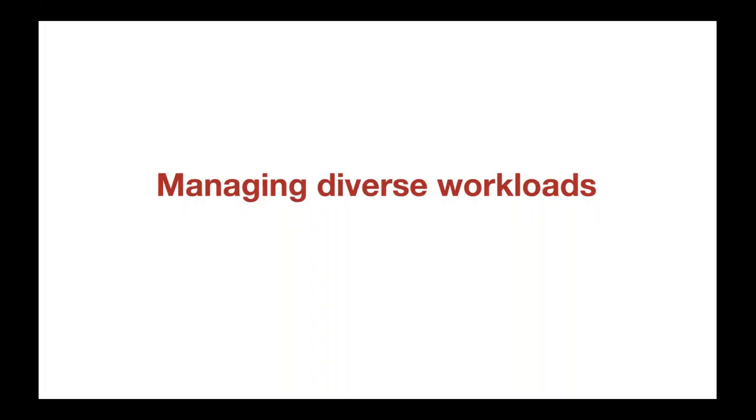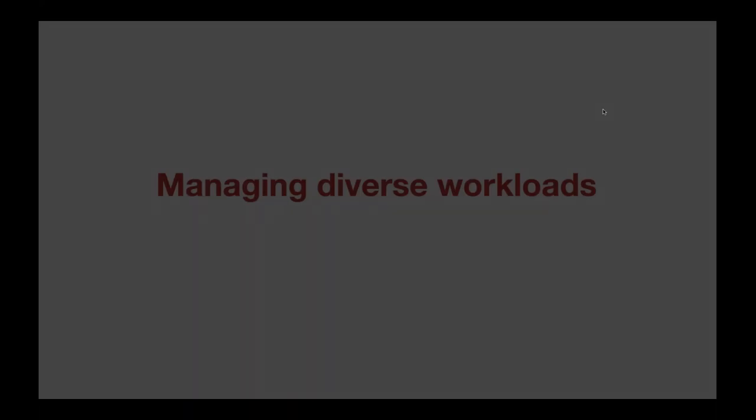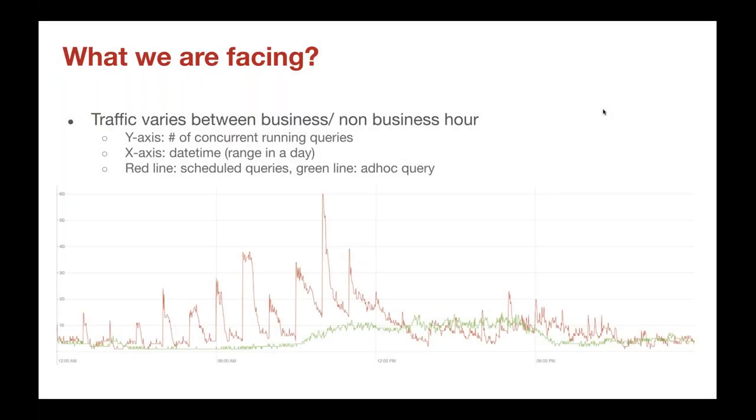The next topic we are going to share is about managing diverse workloads. When we say diverse, I want to share what we are actually facing here. One dimension is the time and traffic variance between business hours and non-business hours. As you can see in this chart, this is the number of running queries in a single day. The red line represents the scheduled use case and the green line represents the ad hoc use case.